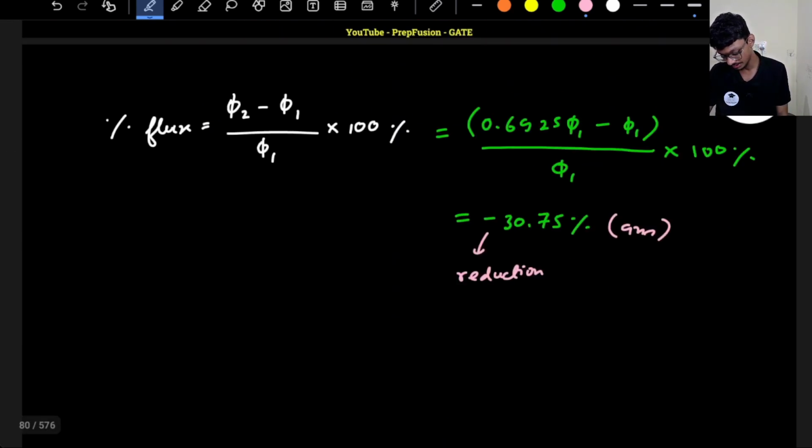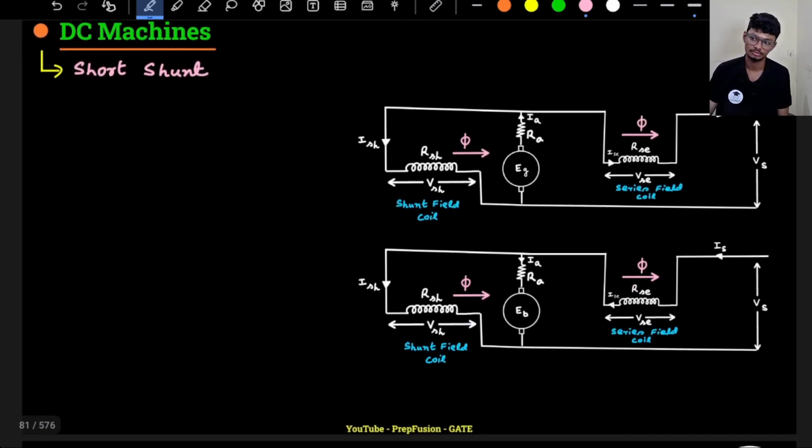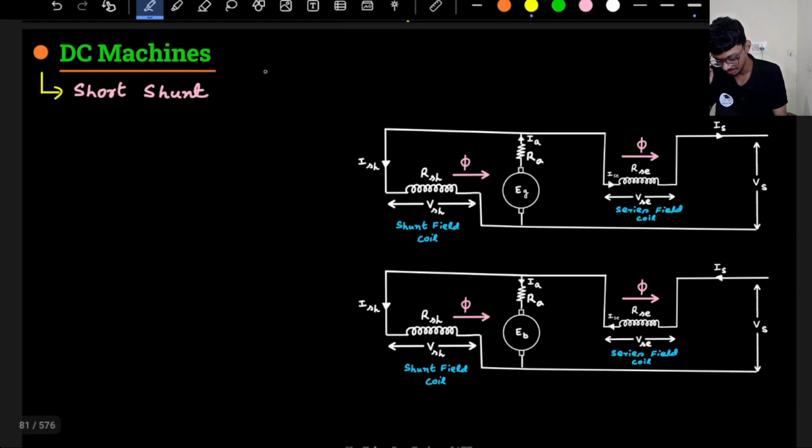Now let's start with the next type of DC machine, which is known as the compound DC machines. In compound there are many types of DC machines. One is known as short shunt and long shunt. Compound means it is a mixture of both. We want to take advantage of both.